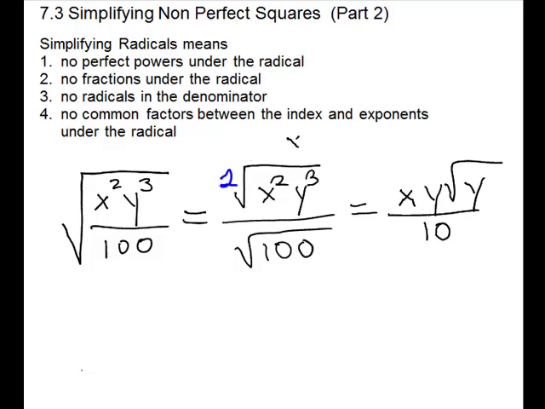This picture would be x times x, y, y, y. Groups of 2. X goes out. 1x for that group. For the y's, 1y goes out for this group. This is what is left underneath.